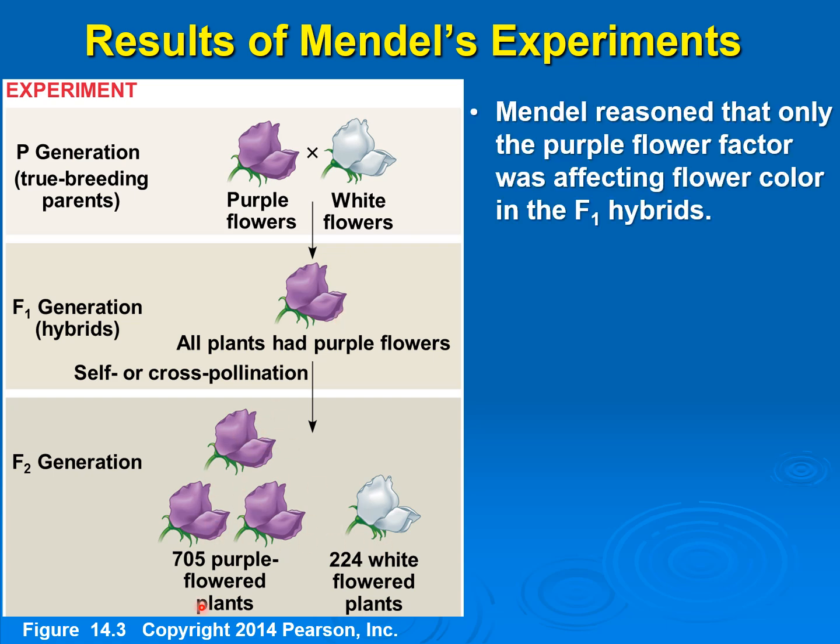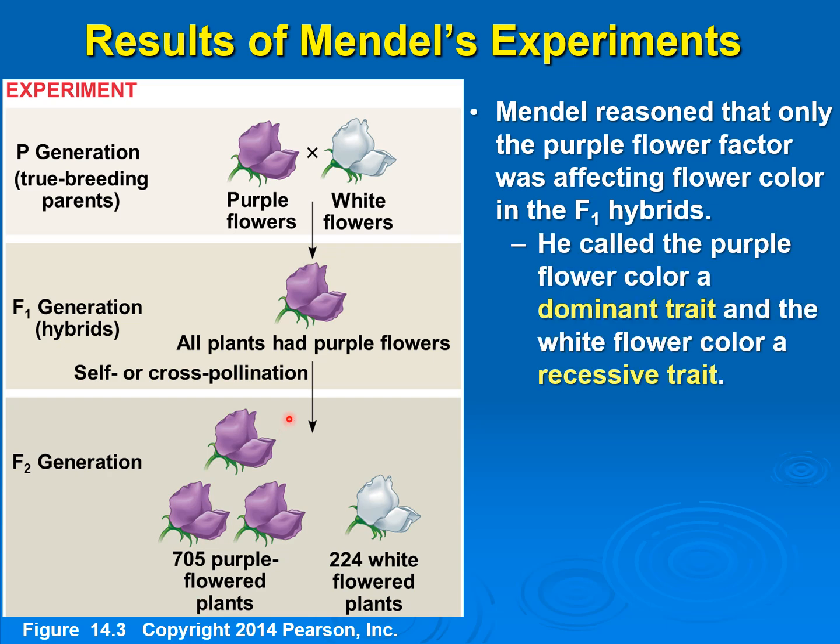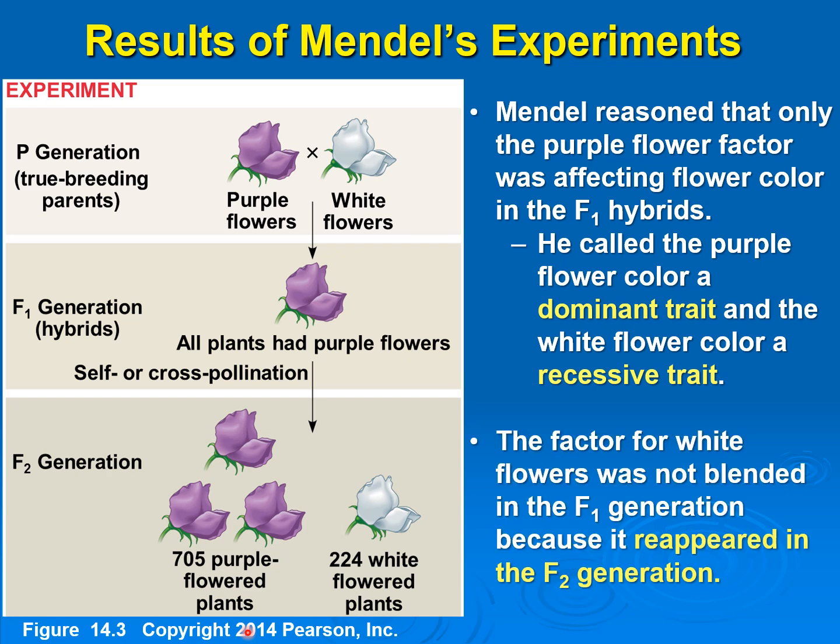And so he noticed that the F1 generation are all purple, and he discovered that they're all purple because the purple allele is dominant and the white allele has to be recessive. And then he also figured out that there's no blending going on because in the F2 generation, the white allele reappeared. So it didn't mix together with the purple allele. It's still there, it just was hidden by that dominant purple allele.